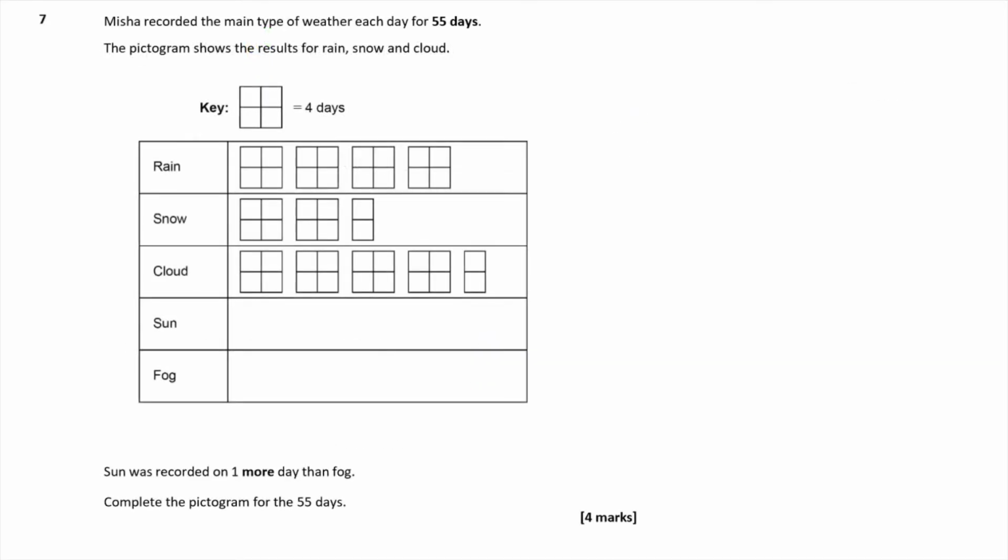Question 7. Misha recorded the main type of weather each day for 55 days. The pictogram shows the results for rain, snow, and cloud. And we've got a key here. It says one of those little window symbols is worth 4 days. And then we've got rain, snow, cloud is complete, but we haven't got anything down yet for sun and fog. Now it says at the bottom, sun was recorded on 1 more day than fog. Complete the pictogram for the 55 days.